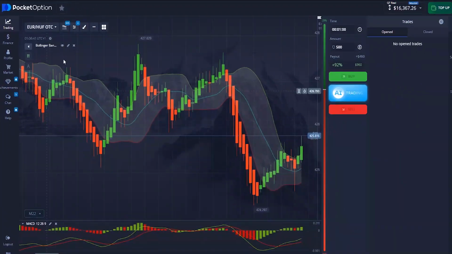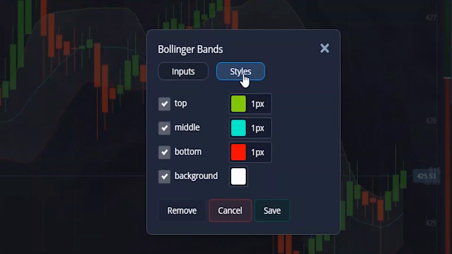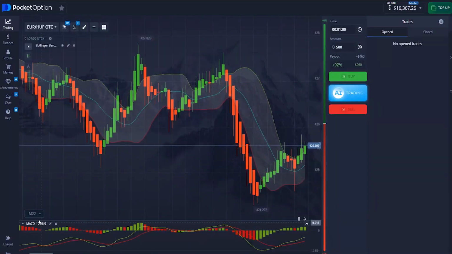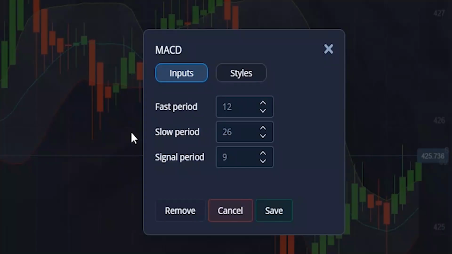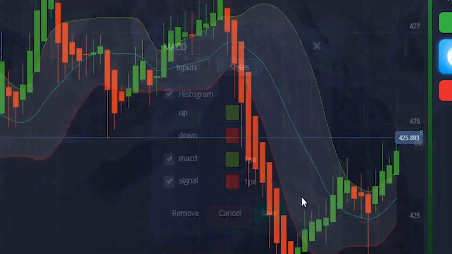The settings of my Bollinger Band come with a period of 15 and a deviation of 1. On the style level, you're going to use all these colors and put them on 1 pixel, and when you're done, just click save. The settings of my MACD come with a fast period of 12, a slow period of 26, and a signal period of 9. On the style level, just choose these colors and place them on 1 pixel. When you're done, just click save.